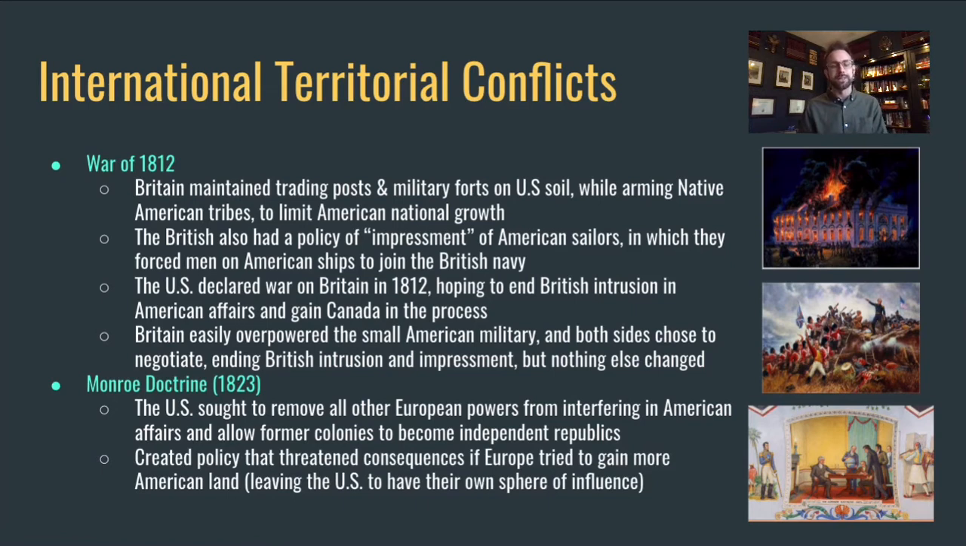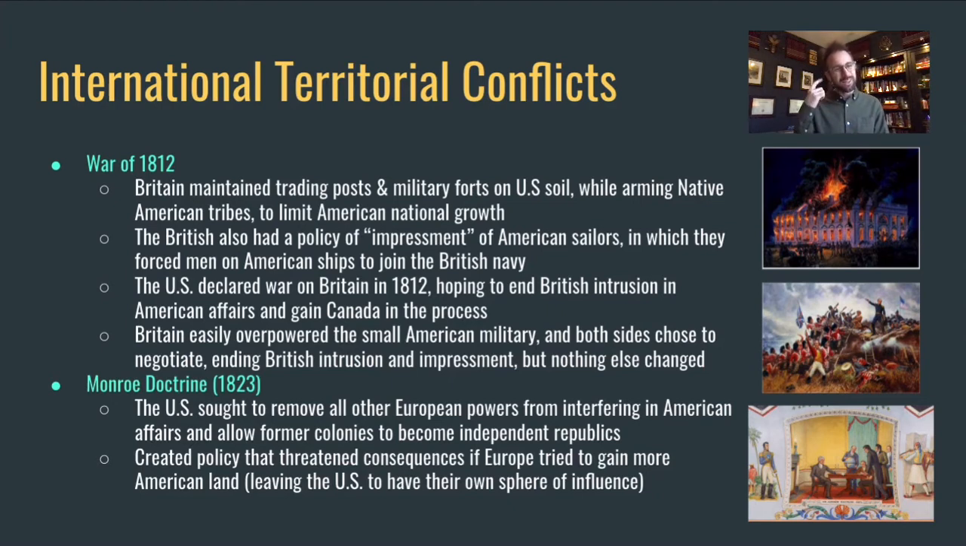So what was the policy? We basically said to Europe that stay out of our business or there will be consequences. So you can keep the land you have, but don't try to take any more. And if your colonies are trying to be independent, don't try to prevent them from becoming independent if that is the will of the people. So we kind of shook our finger at them and said, don't do this.